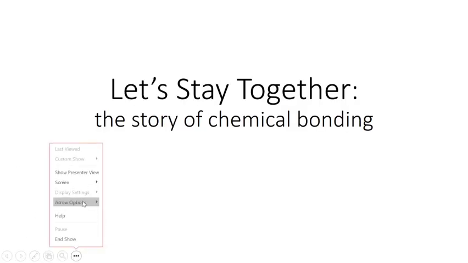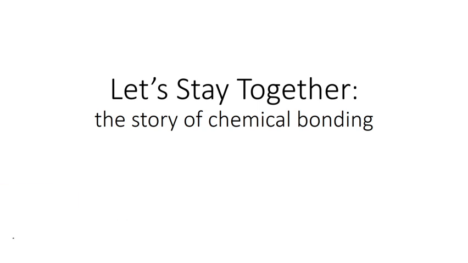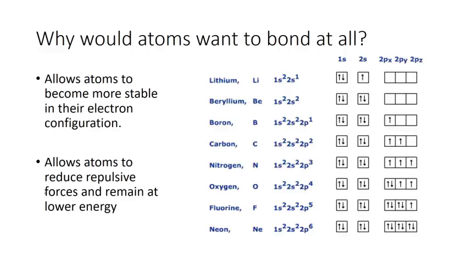Okay, so while I'm setting up this here, let's start by saying that this is going to be a video about chemical bonding and chemical bonds. So where I'll begin here is with the question of why would atoms even want to bond at all. This really comes down to two reasons. One, it's going to allow the atoms to become more stable in their electron configuration.